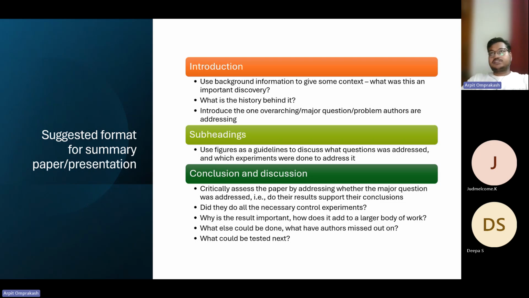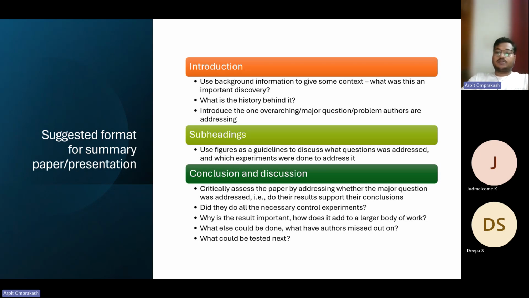Did they do all the necessary control experiments? How was the experimental design? Was it good? Do you think you can do better? Do you think they did a wonderful job and so on? And why they did a wonderful job and so on? So these are the things that you should think about when you are writing a summary of a paper or you're making a presentation.